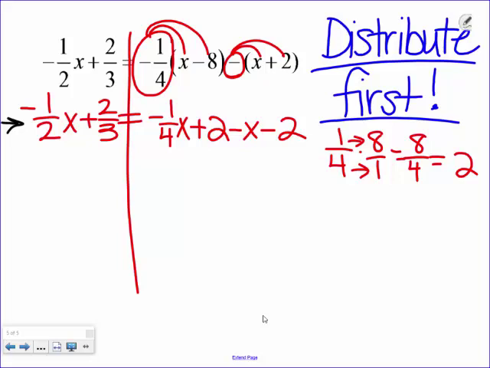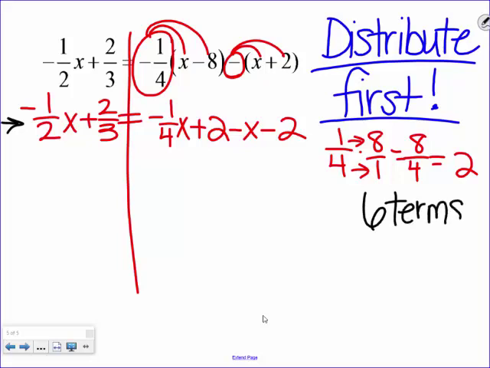Okay? What's my first term? This one right here, negative 1/2 x. My second term, 2/3. My third term, negative 1/4 x. My fourth term, 2. My fifth term, negative x. My sixth term, negative 2. We're not looking at just the ones that have fractions. We're looking at total. How many terms? And there are 6 terms.